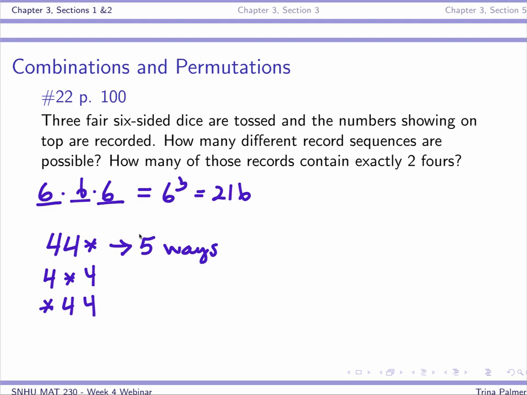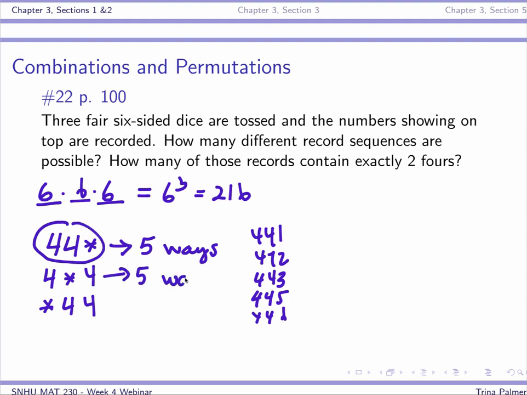But for each of these, there are actually 5 ways to do it, because you could have 4, 4, 1, or 4, 4, 2, or 4, 4, 3. I can't have 4, 4, 4 because I need exactly 2 4s. I could have 4, 4, 5 and 4, 4, 6. So there are 5 different ways for this kind of ordering, and all of the orderings have those 5 ways. So you have a total of 15 ways to contain exactly 2 4s.